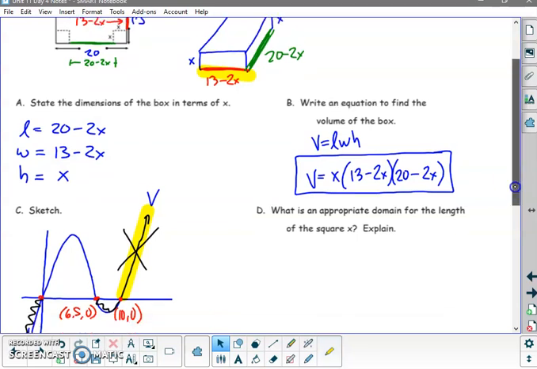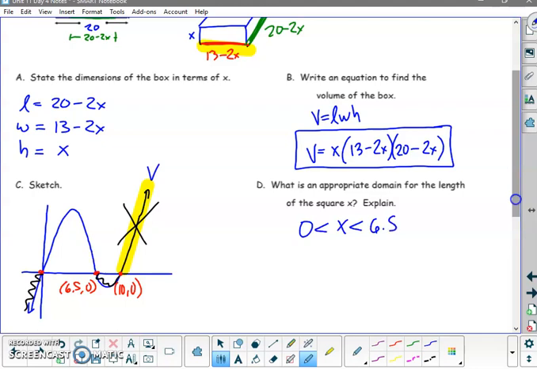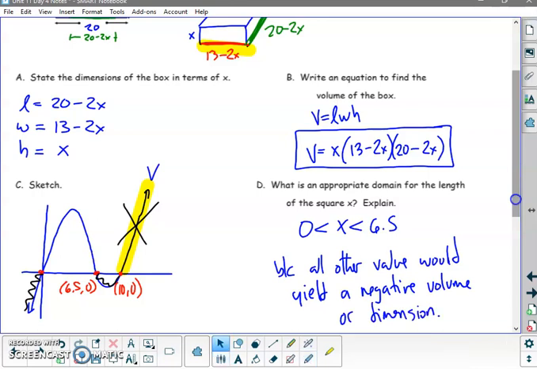So even though this volume is positive, I can't use it because it would give me a negative length. Anything beyond 6.5 for x will yield a negative number, or 0, and you can't have 0. So an appropriate domain for the length of the square x would be something like this: 0 is less than x is less than 6.5. Because all other values would yield a negative volume or dimension. And we can't have a negative either.